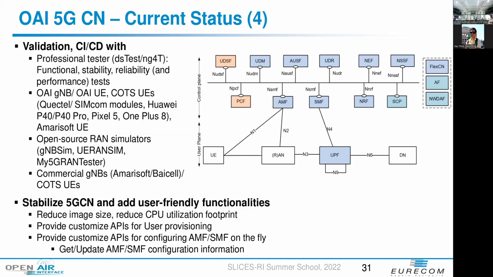So I said that we have a very stable 5G network. How can we have a very stable 5G network? Thanks to the validation of the CI/CD project. We tested and validated with a professional tester. Before it was DSF and now it's MD14. And of course, we are only focused on the functional stability and reliability test.